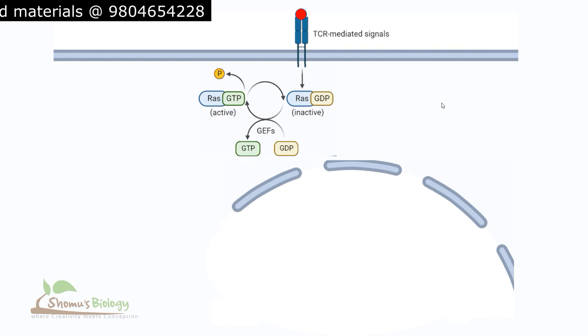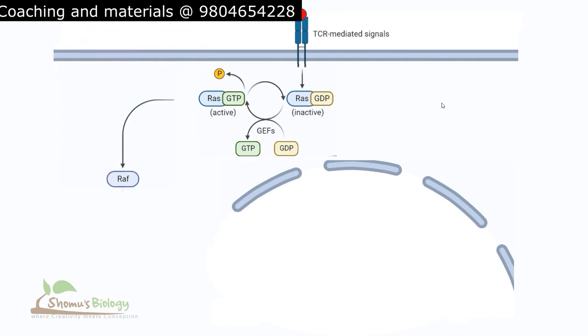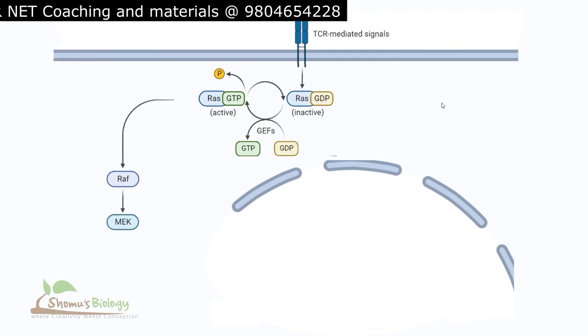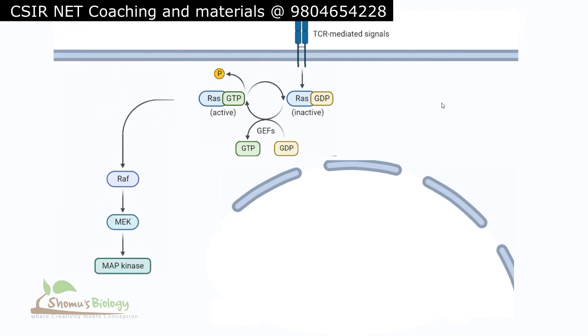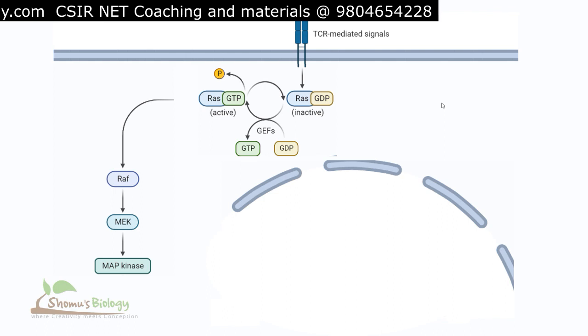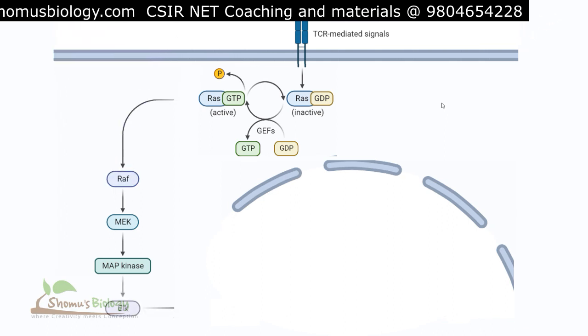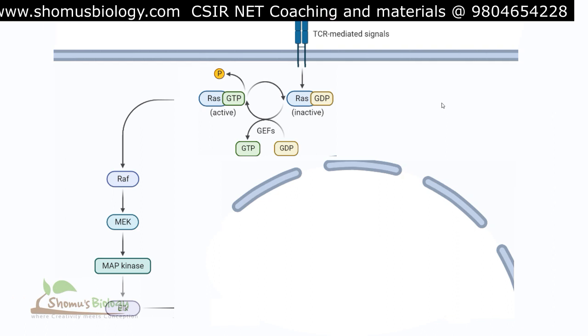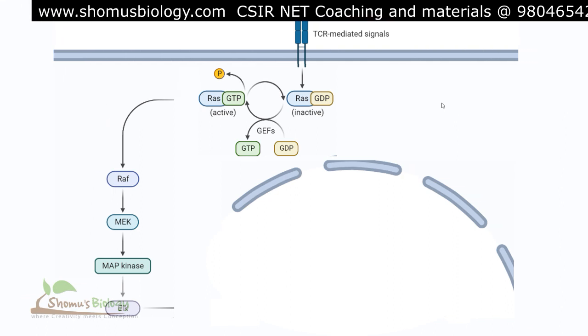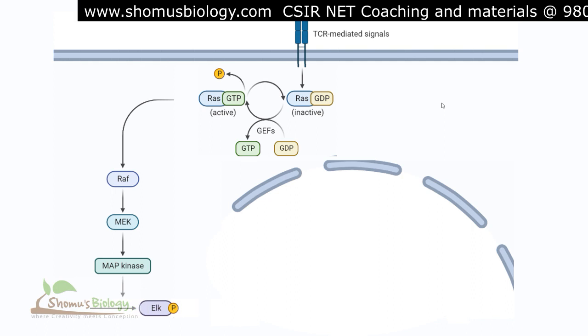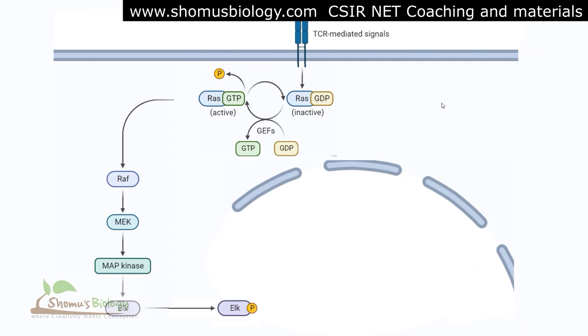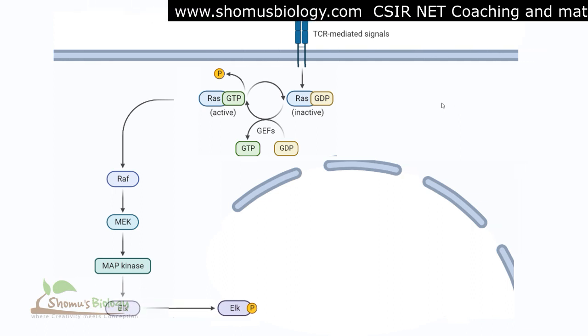But this activated form of Ras then activates RAF. The RAF further activates MEK. MEK activates ERK, which is also known as MAP kinase. Further, it can activate other transcription factors like ELK. All this activation and amplification of signal is done in the cytosol, and then this ELK will move inside the nucleus after being phosphorylated as an active form.